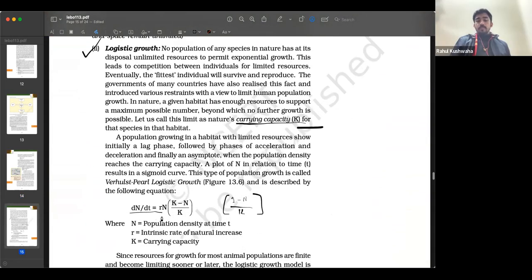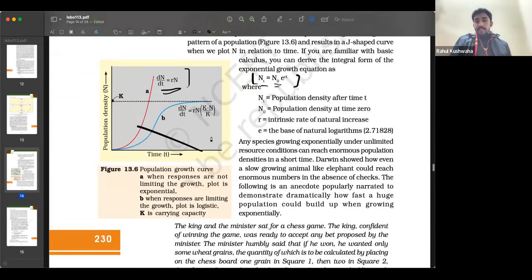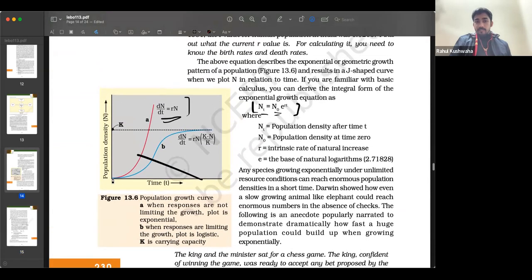So this is the formula for logistic growth: dN/dt = rN (K - N)/K, where N at any given point should be less than K. Another point I wanted to highlight here is, as N keeps on increasing, let's start here with the graph. Can you see my pointer? Yes, sir.